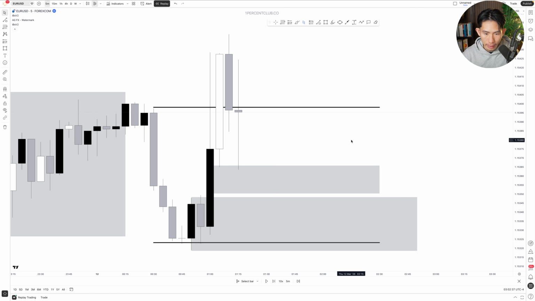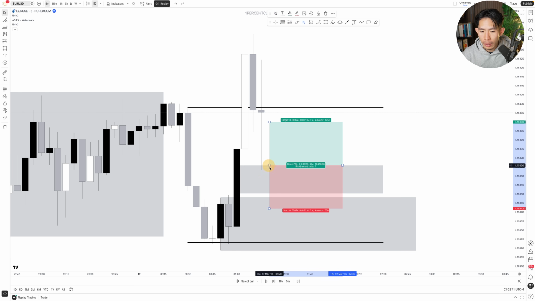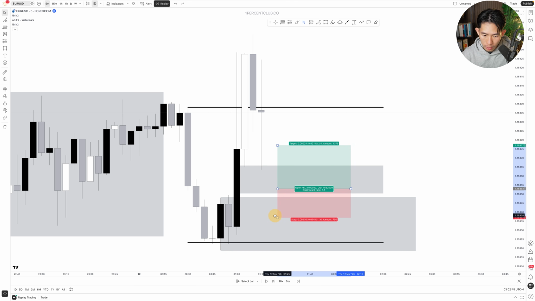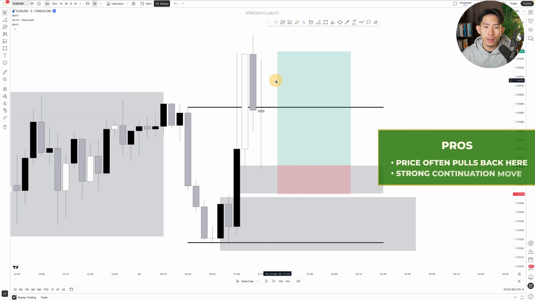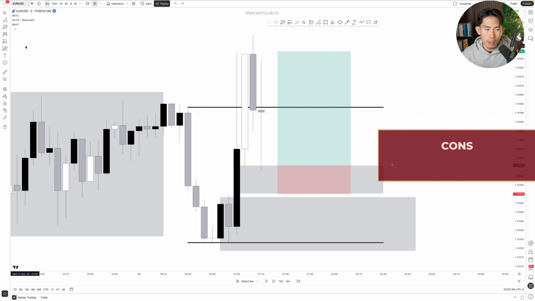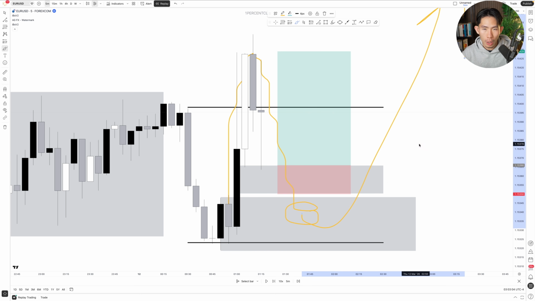So in this case, this is where you can enter for a long position on either the imbalance or the extreme point of interest. The pro of entering upon the imbalance is that most of the time, price tends to pull back to the imbalance and then blast off. But the con of entering at the imbalance is that there's a chance that it's a little bit too aggressive and price can potentially make a deeper pullback into the extreme point of interest and then push to the upside. Okay, so I'm just going to give you the raw truth.